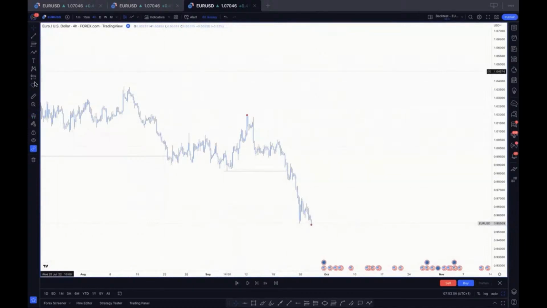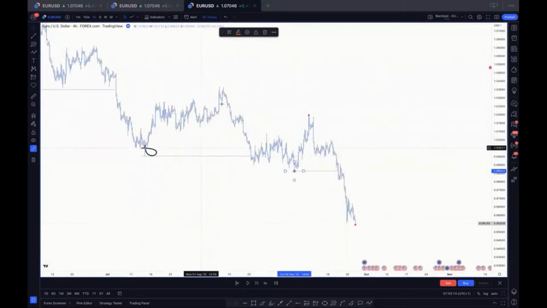I'm doing this because this was the previous low, and then what happened? This was the previous low. The market broke that structure and made a new low, and then pulled back up and then broke that previous low and made a new low here.